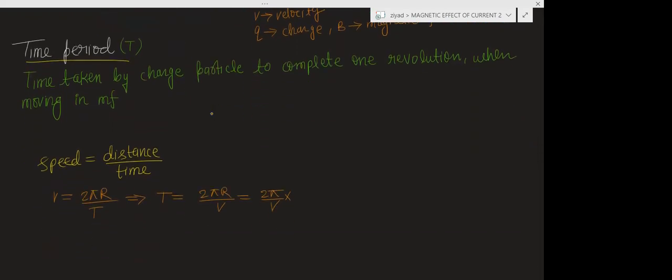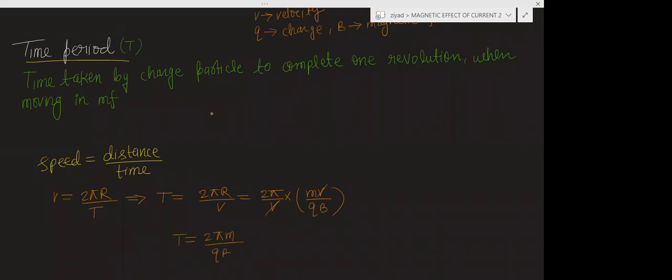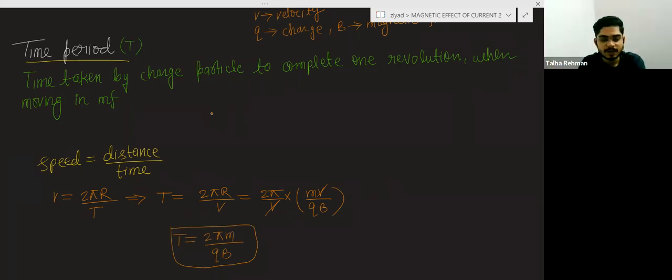This will be mv by charge into magnetic field. This v and v will be cancelled out. So the formula of the time period will become 2 pi m divided by qB. This is the time period.